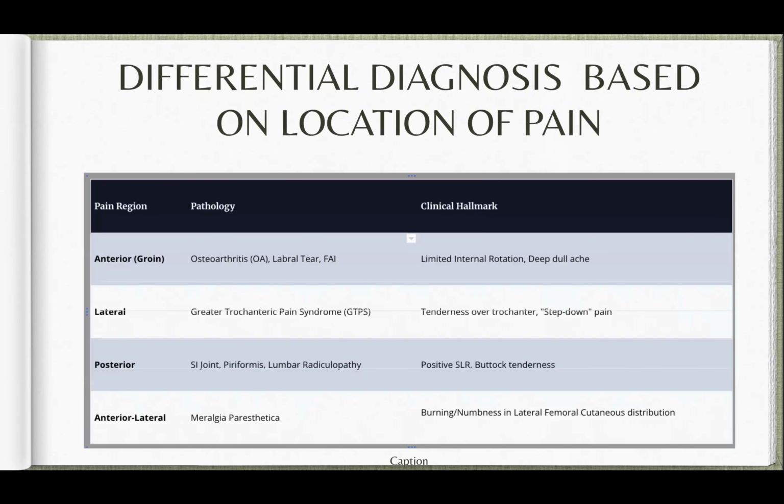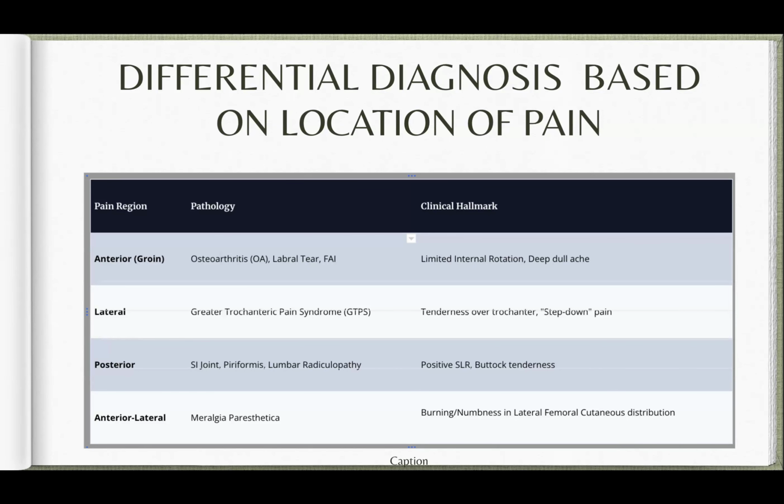Differential diagnosis based on the location of pain. If the pain is anterior, it can be osteoarthritis, labral tear, or femoroacetabular impingement. Here, the hallmark is limited internal rotation and deep dull ache. If the pain is on the lateral side of the thigh, then it is greater trochanteric pain syndrome. Here, the tenderness over trochanter or step down pain is seen.